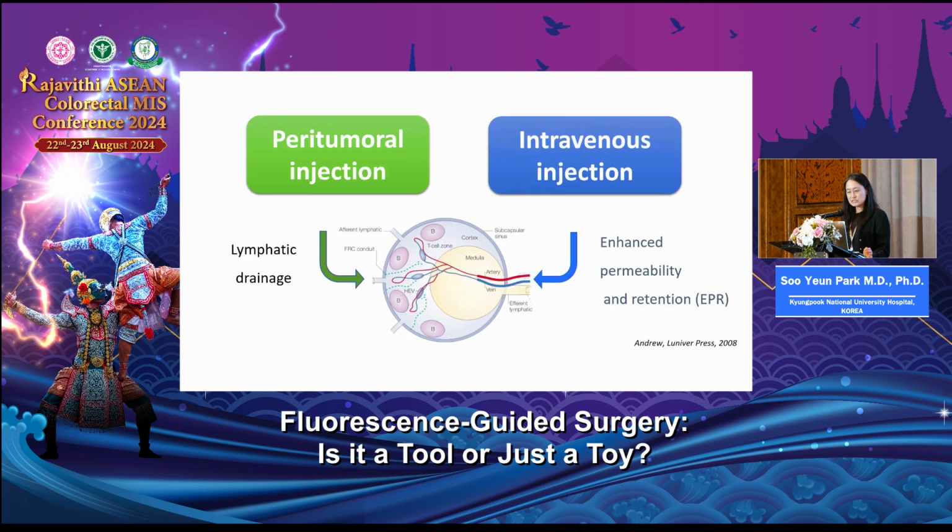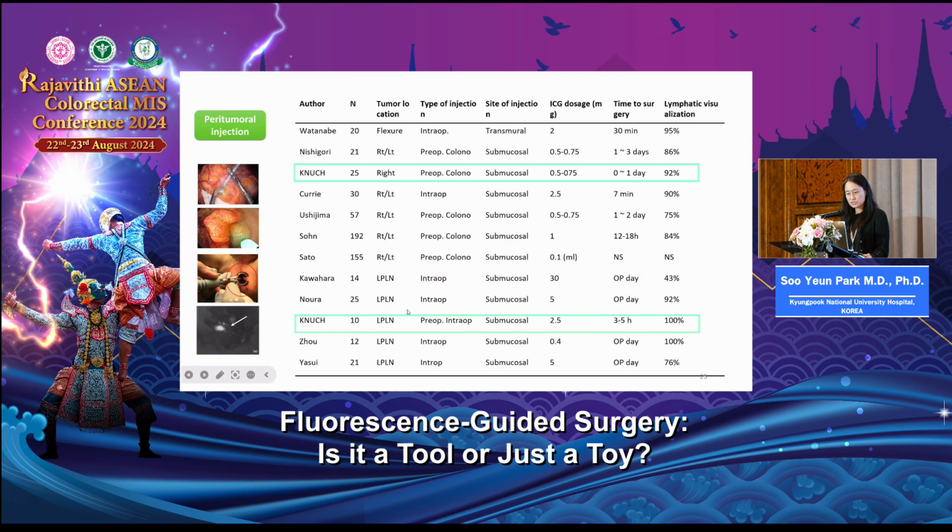When we use ICG injection, there are two types: peritumoral injection and intravenous injection. For lymphatic drainage evaluation, peritumoral injection is more frequently used. When we inject, ICG enters the lymphatic vessels and then shows the lymph nodes. When we use intravenous injection, the mechanism is not clear, but the enhanced permeability and retention effect makes ICG retained in the lymph node. So these studies used peritumoral injection.